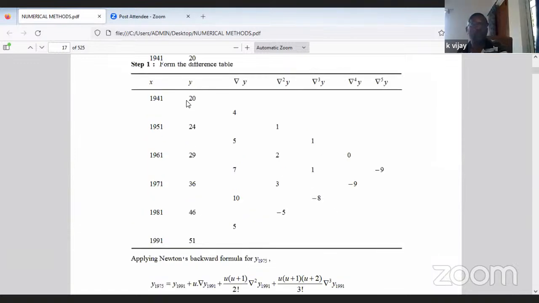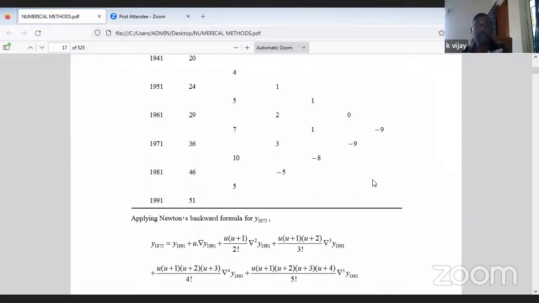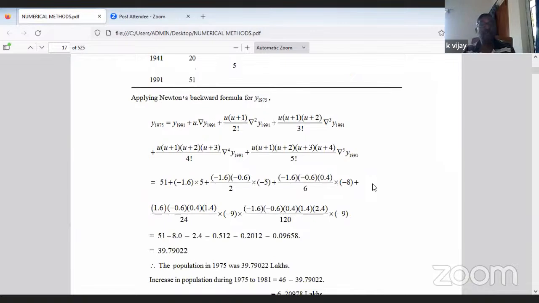Now the differences: 24 minus 20 is 4, 29 minus 24 is 5, 36 minus 29 is 7, 46 minus 36 is 10, 51 minus 46 is 5. Second differences: 5 minus 4 is 1, 7 minus 5 is 2, 10 minus 7 is 3, 5 minus 10 is minus 5. Third differences: 2 minus 1 is 1, 3 minus 2 is 1, minus 5 minus 3 is minus 8. Fourth differences: 1 minus 1 is 0, minus 8 minus 1 is minus 9. I'm writing it in the table, and then we simplify by applying the Newton backward formula here.